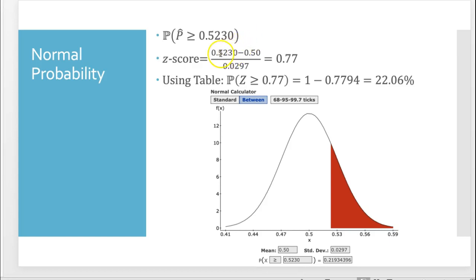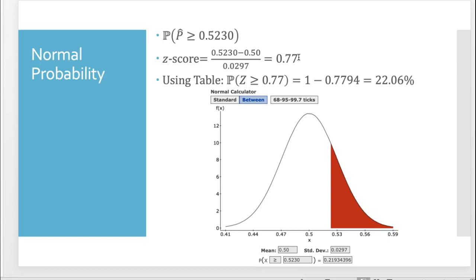So we compare the difference between 0.5230 and 0.50, and we ask, is this difference large enough to say it is significantly far away from 0.50, from no preference? What we compare this difference to is the standard difference we should expect between any sample proportion and the proportion of 0.50, the definition of standard deviation. And what we get here is 0.77. So that's saying that the sample proportion of 0.5230 is 0.77 standard deviations greater than the average proportion, which is 0.50.